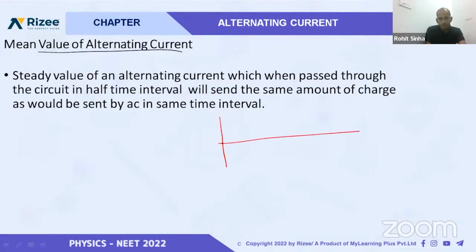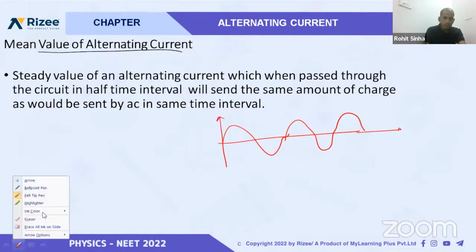this is our alternating current. Okay, now what happens if we try to find the average current in one cycle, 0 to T time?